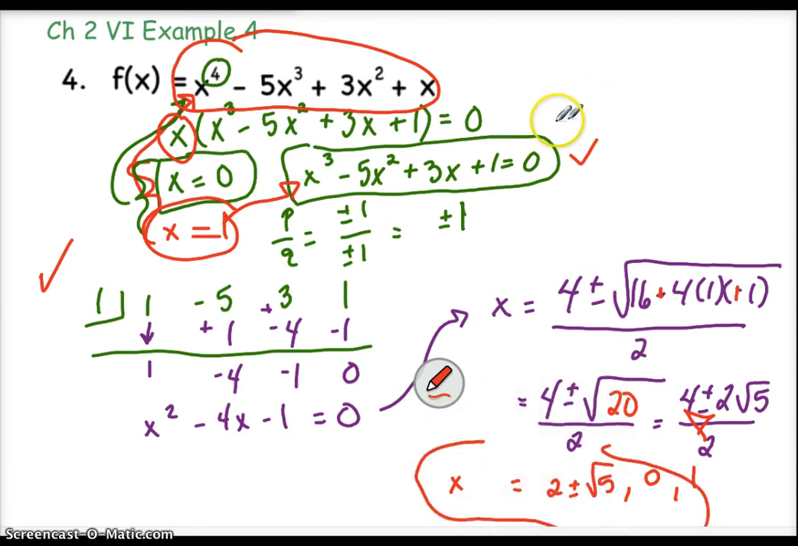So let me remind you, using the rational zero test will not give you all the zeros of the polynomial. It will only give you the possible rational zeros of the polynomial. So positive and negative 1 are both possible rationals. We found that positive 1 was the rational. We used that to find the other values which were irrational.